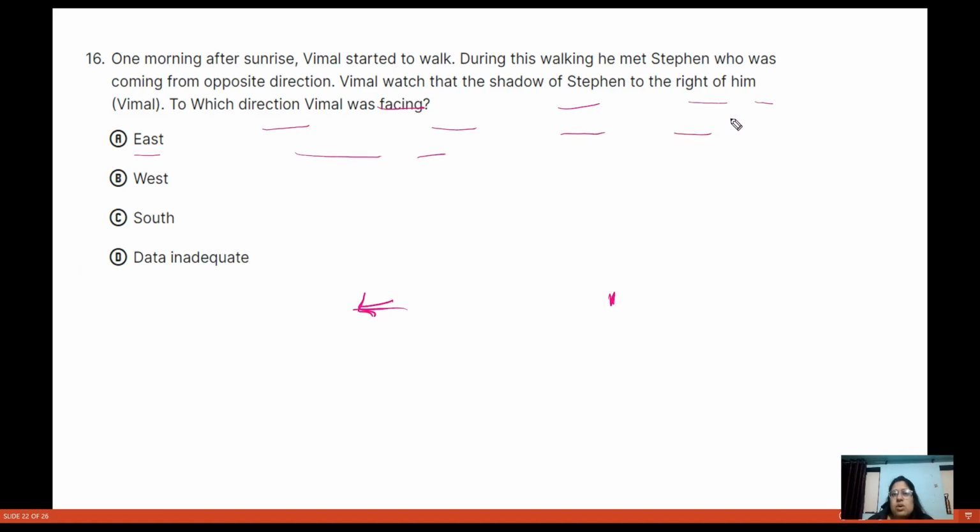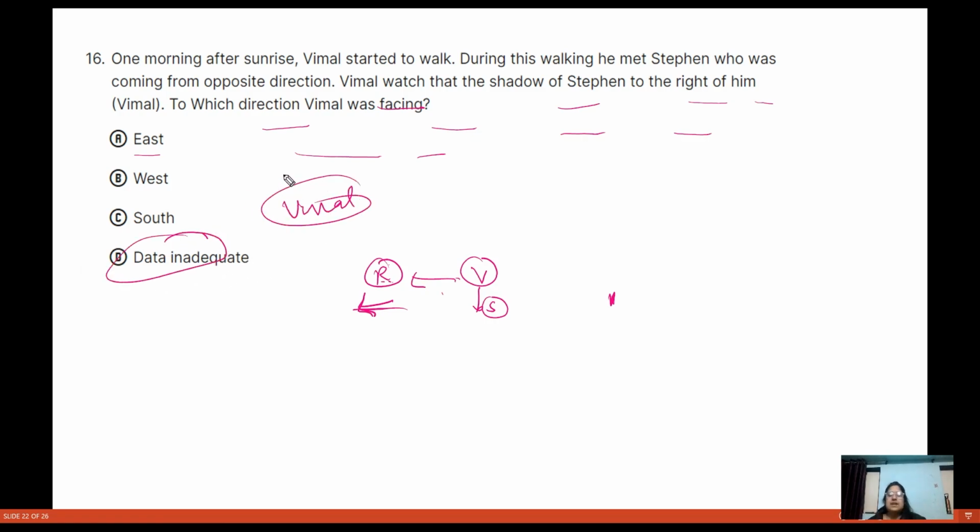So Vimal is seeing the shadow of Stefan to the right of him. If Vimal is facing this side, then this side is the right for him. If Vimal is facing towards south, then this side will be the right for him. So that way, Vimal is facing towards south. We don't have to consider anybody else. We'll consider that if it is morning, the shadow will be this side, and this side is right or left for Vimal.